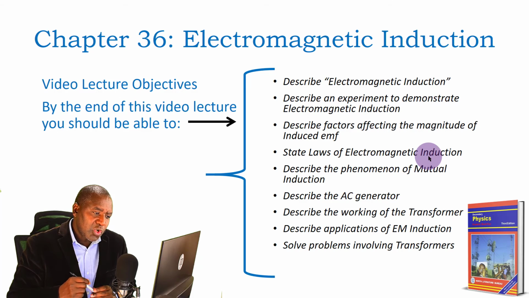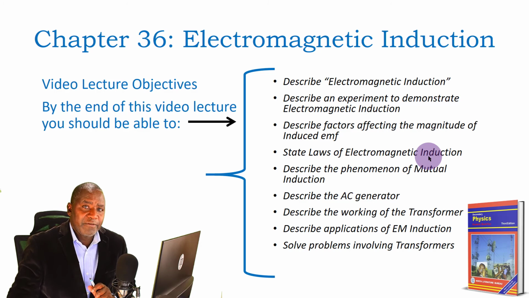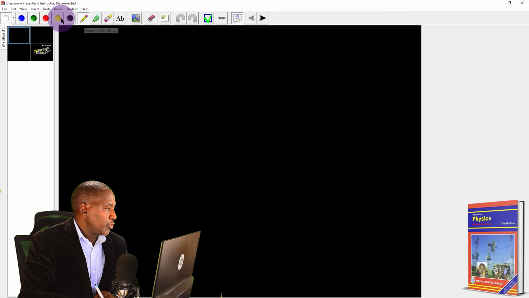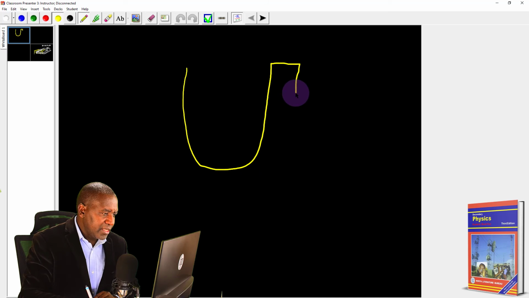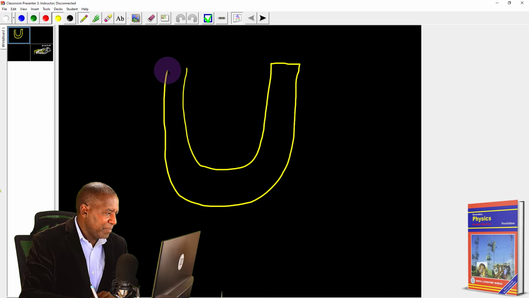The other one, which is called Lenz's law, is what we are going to spend more time discussing. But before we look at Lenz's law, I'd like to look at how we determine the direction of the induced EMF. Now again here, I'm going to draw the same U magnet. The diagram may not be so neat like in the slides that I had, but I hope you're going to understand what is happening here.